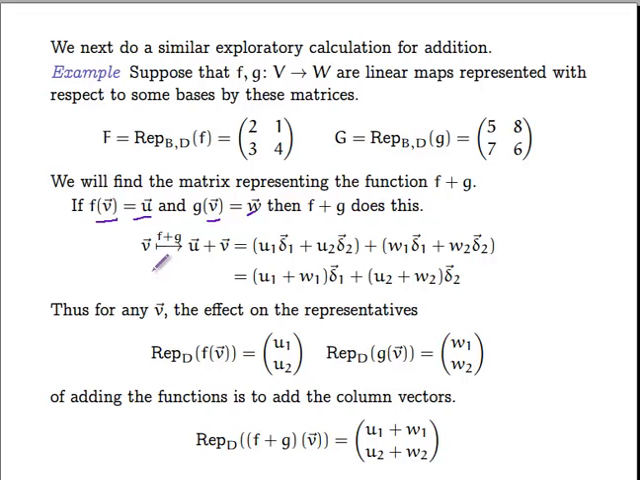Okay, f plus g takes v to u plus w here. Now I can write u in the d basis as u1 delta 1 plus u2 delta 2. I can write w in the d basis as w1 delta 1 plus w2 delta 2. Arrange the components, and in terms of the d basis, f plus g of v is equal to this vector here.